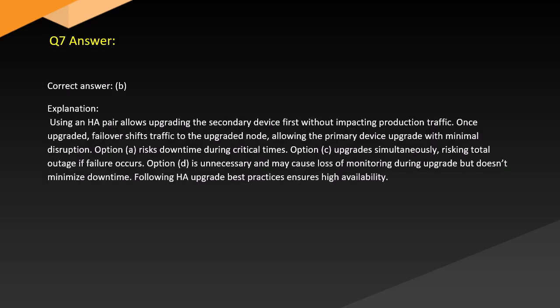Answer. Correct answer: B. Explanation. Using an HA pair allows upgrading the secondary device first without impacting production traffic. Once upgraded, failover shifts traffic to the upgraded node, allowing the primary device upgrade with minimal disruption. Option A risks downtime during critical times. Option C upgrades simultaneously, risking total outage if failure occurs. Option D is unnecessary and may cause loss of monitoring during upgrade, which doesn't minimize downtime. Following HA upgrade best practices ensures high availability.